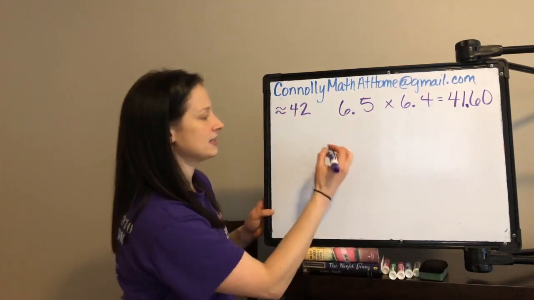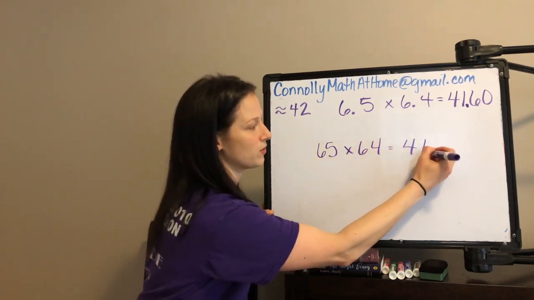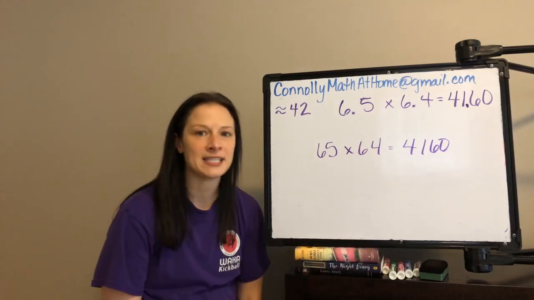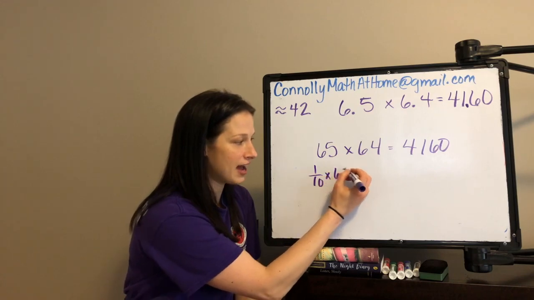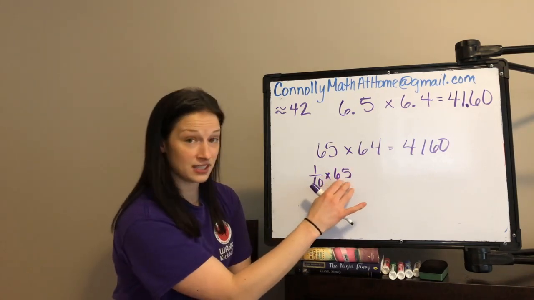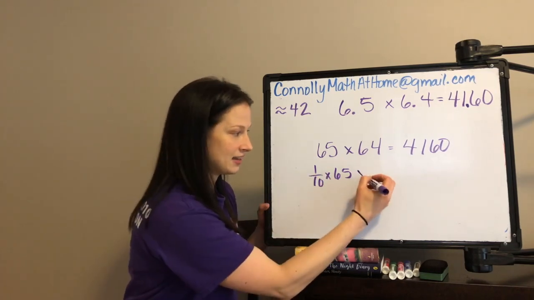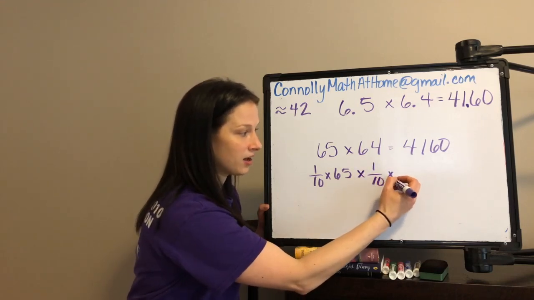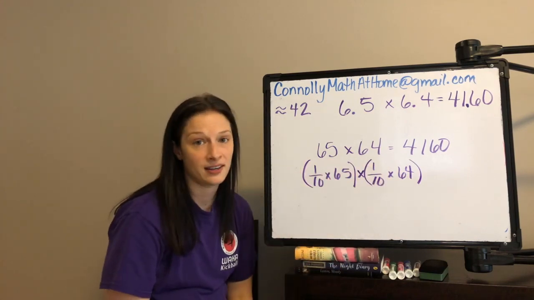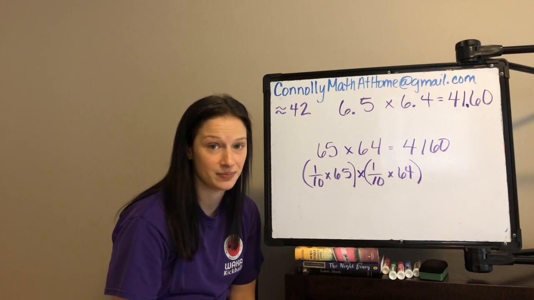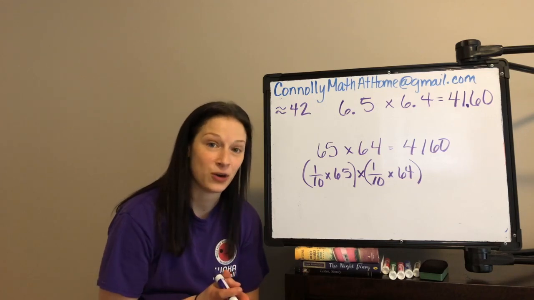So we had 65 times 64, and that was 4,160. What happened was I took 1/10 of 65. So this 1/10 of 65 would be 6 5/10. So it got 10 times smaller. That's what's happening here. Then I took 1/10 of 64. These both got 10 times smaller. Okay, so when we're multiplying, order doesn't matter.